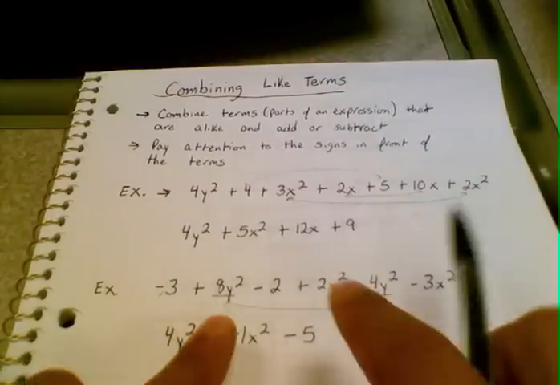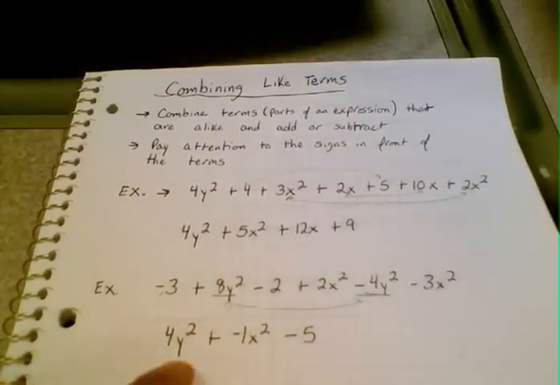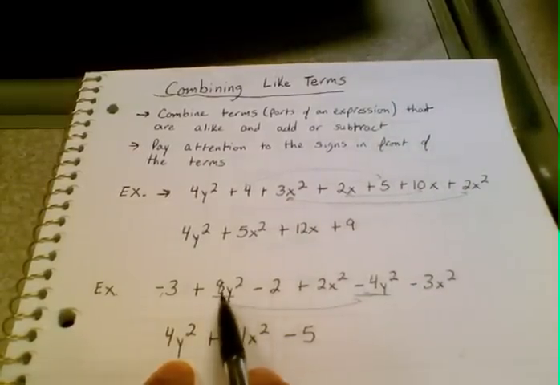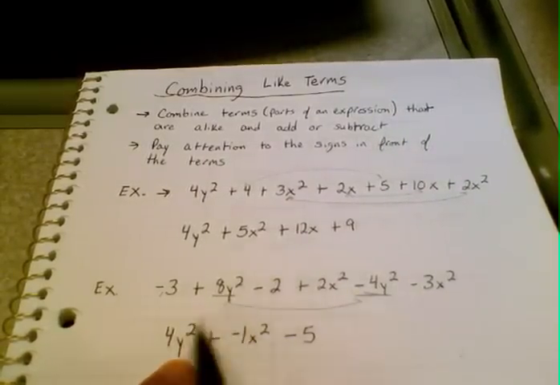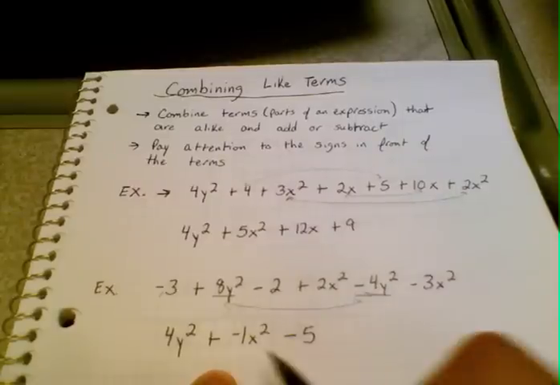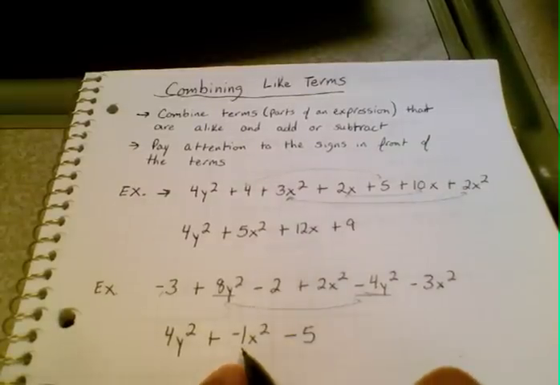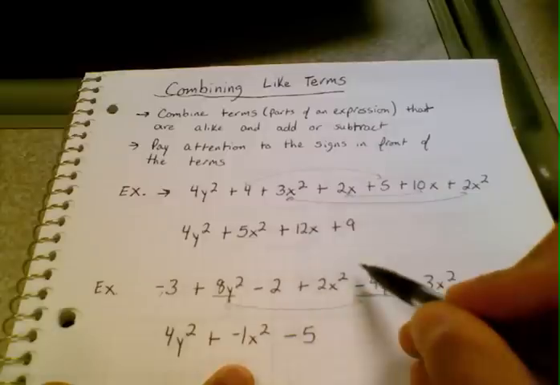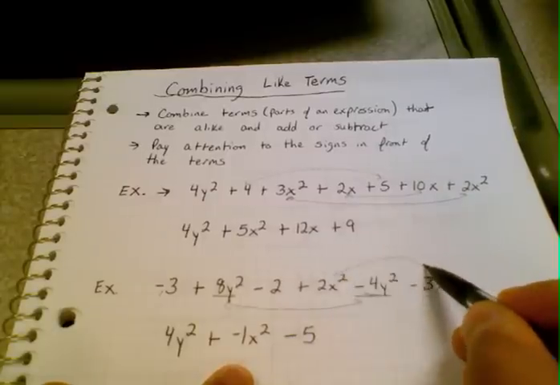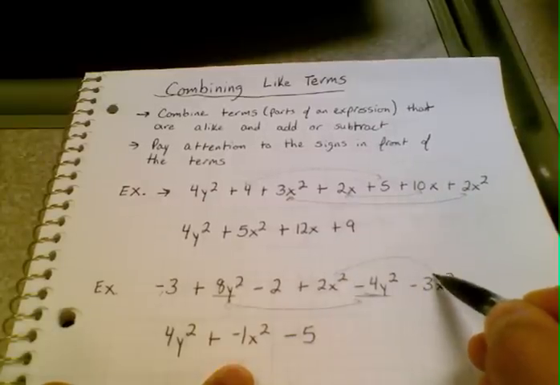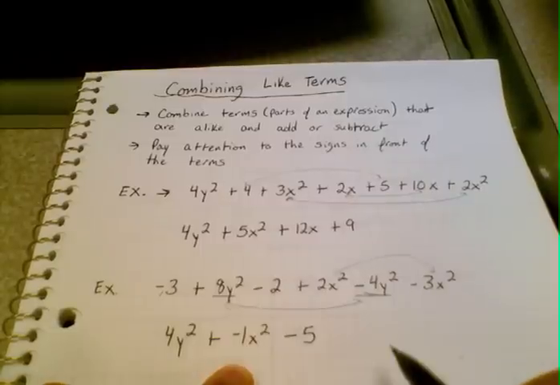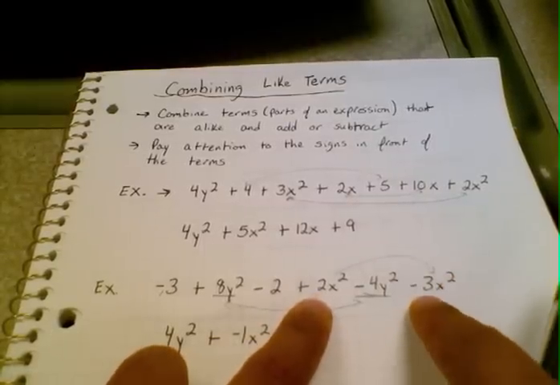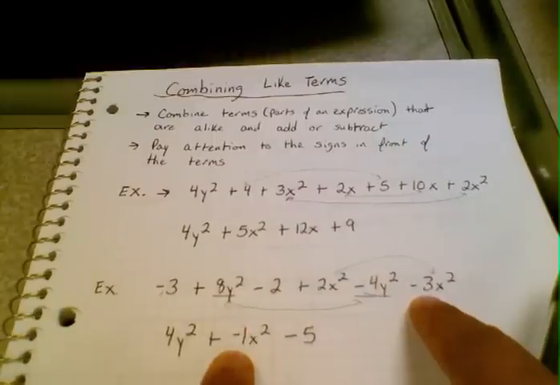And again, they're both y squared terms, so they are alike, so I can either add or subtract them. In this case, I had to subtract. 8 minus 4 is 4. The y squared goes right after it. Let's take a look to see how we got negative 1x squared. Well, I have 2x squared, and I see my only other x squared term here is negative 3x squared. If I were to ask you what is 2 minus 3, you would tell me that it's negative 1.